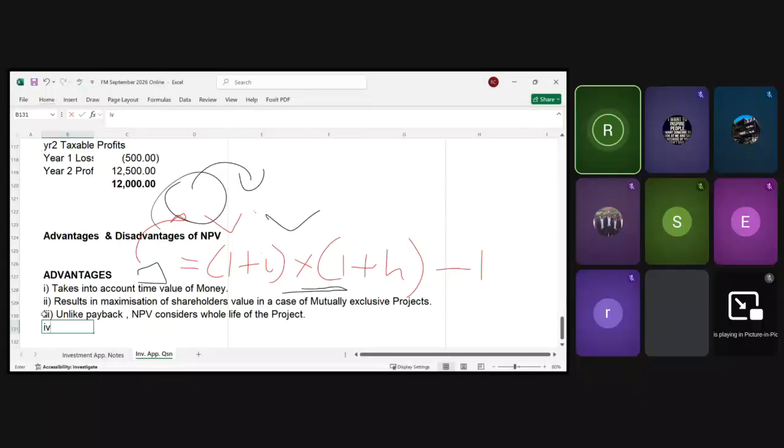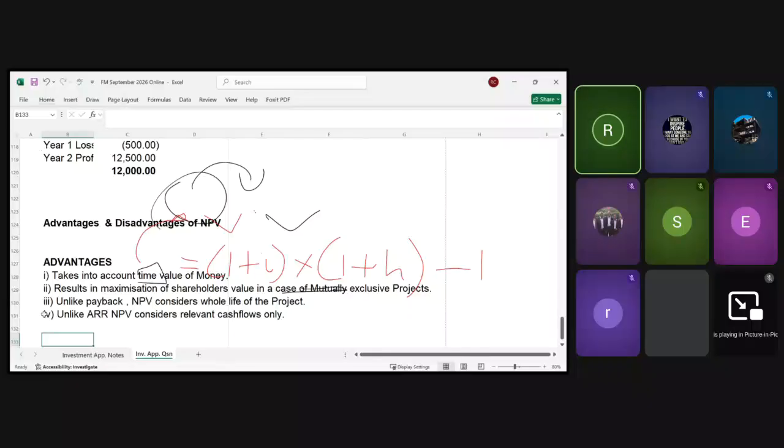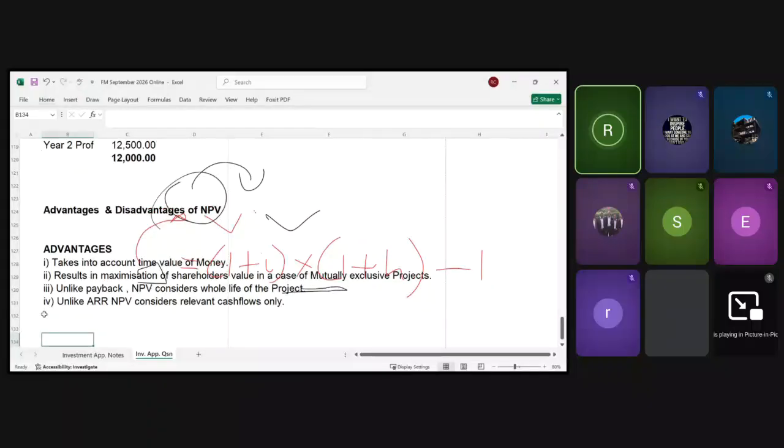Number 4, unlike ARR, NPV considers relevant cash flows only. So with NPV, we are only going to consider what is relevant to us, and non-relevant cash flows are going to be discarded.